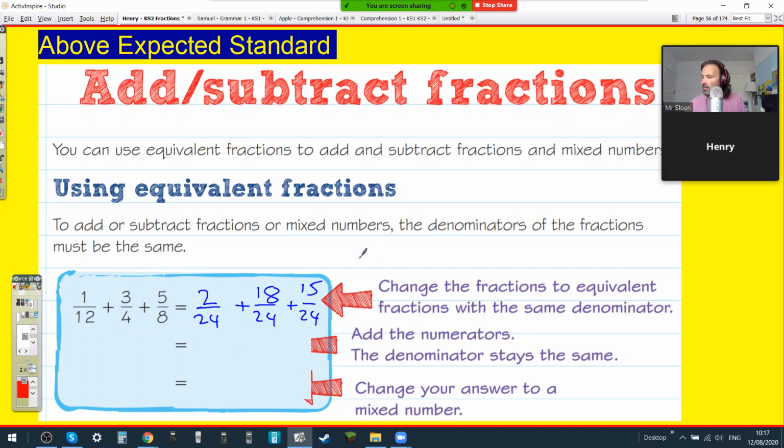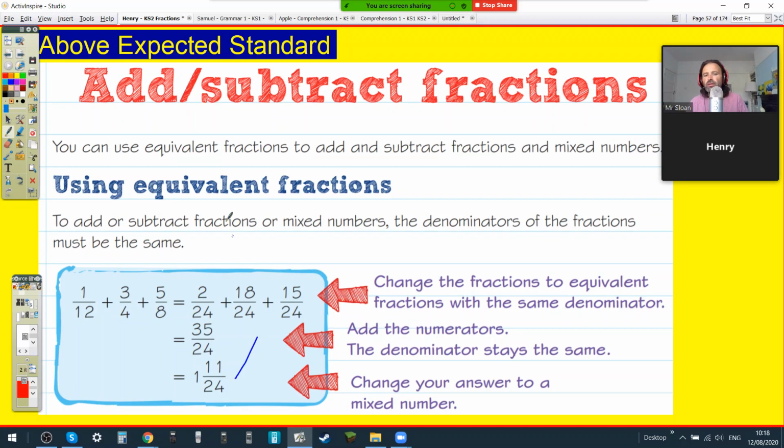So then 2 over 24 add 18 over 24 is 20 over 24. Add 15 to 20 over 24 is 35 over 24. And then to make that a mixed number, it's one whole and 11/24. I think so. So it's nearly one and a half. 11/24ths. Yeah.